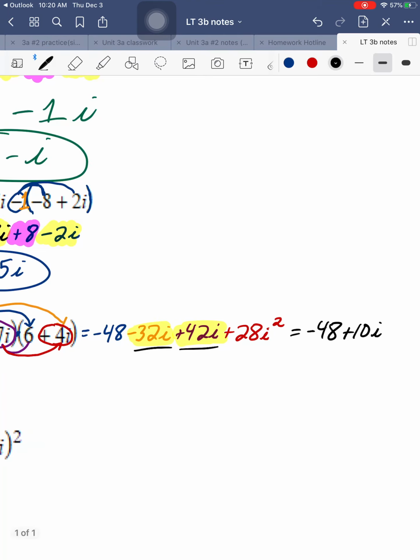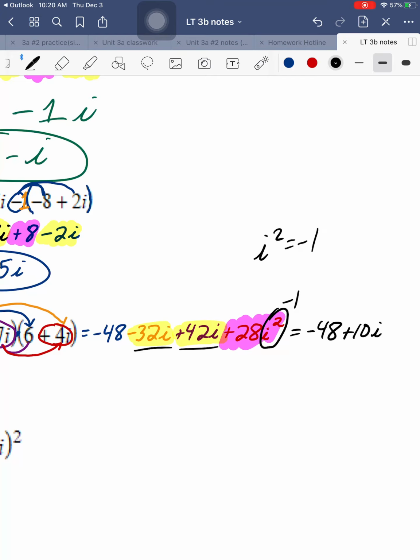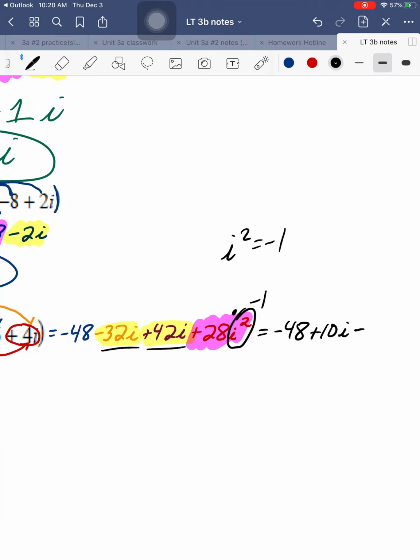And then what can we do in this last part here? The positive 28i. That one, you have i squared. I squared is equivalent to negative 1. So always remember that i squared equals negative 1. So this really means 28 times i squared, so it's really going to be 28 times negative 1. So that's going to become minus 28.